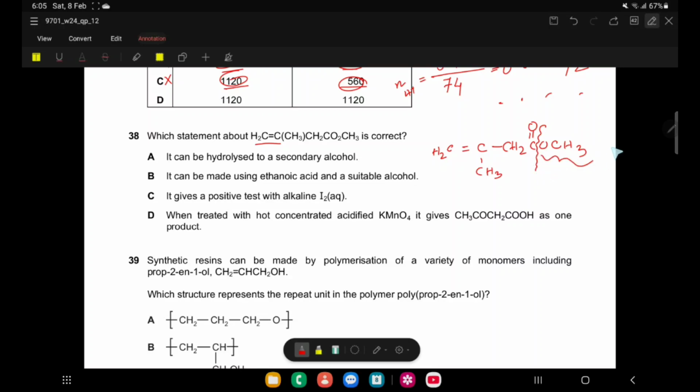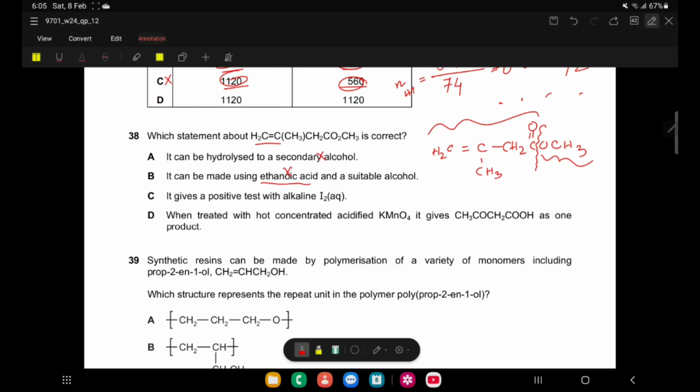So this is not a secondary alcohol. So definitely this is not our answer. It can be made using ethanoic acid and a suitable alcohol. Well, the acid part is this big part. So definitely this is not just simple ethanoic acid. So this is also wrong.